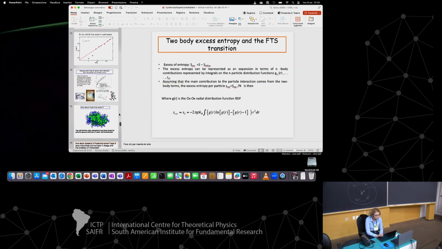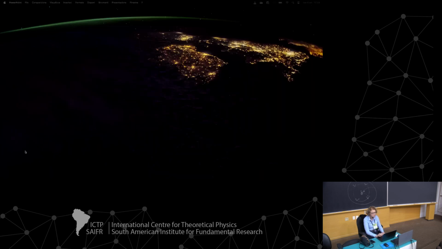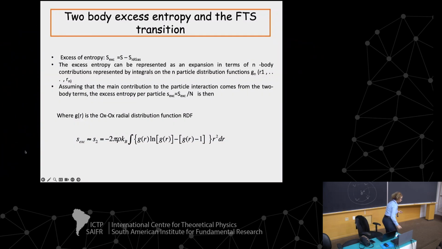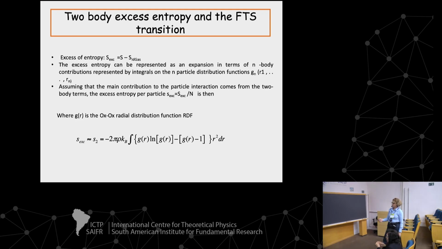I want to talk to you about, because during the seminar, okay, but the excess entropy is very fast, so I can do it. Okay, so let me talk about thermodynamics now, connected to dynamics, of course. We did already talk about the configurational entropy in the past. Now let me introduce the two-body excess entropy and how we found that it is connected to the fragile to strong transition. The excess entropy is the difference between the entropy of the liquid and the entropy of the ideal gas. So it's what exceeds the entropy of the ideal gas.